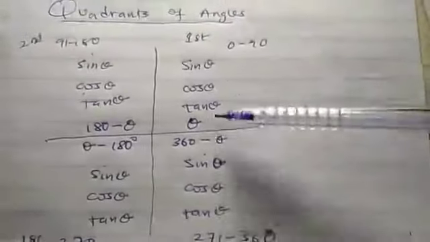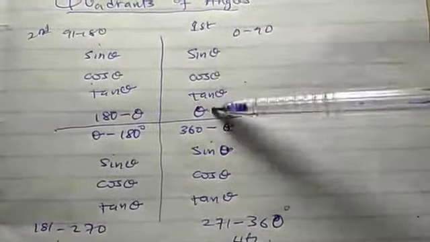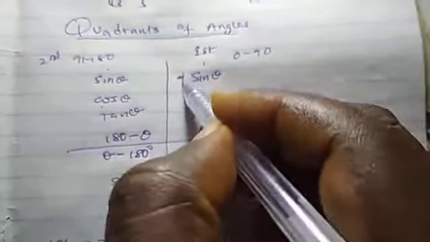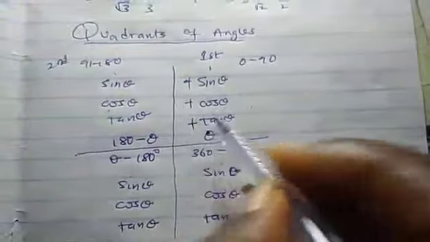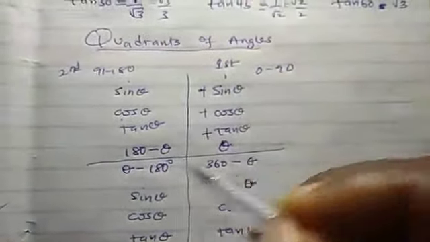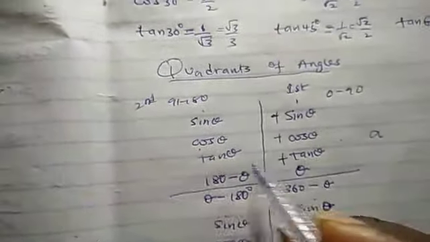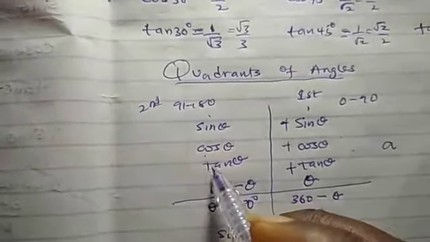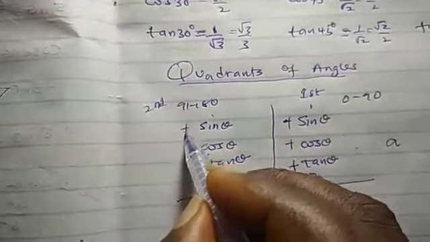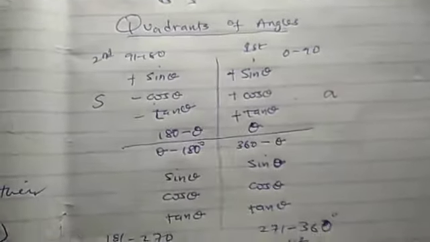Another thing about the quadrants of angles: in the first quadrant, the sign of this theta will always be positive. So in that case, I will say that this place is plus, this place is plus, this place is plus. That is, tan of any angle that falls in this place, all of them will be plus. So let me put A here to represent all of them. In this second quadrant, sine of any angle that falls here will be positive. The rest will be negative. So only sine will be positive here.